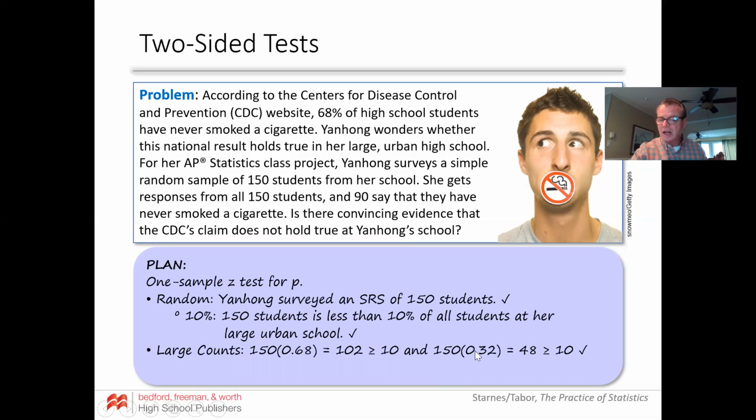The sample size times the smaller proportion. Because if that's bigger than 10, then the larger one has to be bigger than 10. You can't just stop here. You'd have to say, therefore, 150 times 0.68 would also have to be bigger than 10, but you don't have to do the calculation.